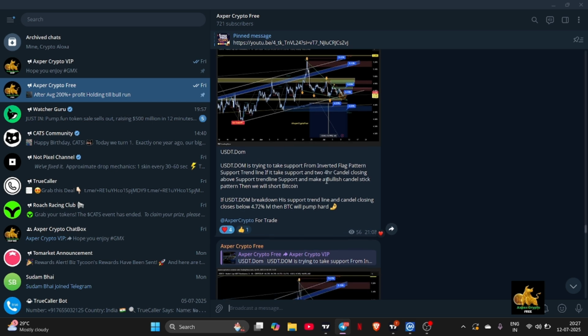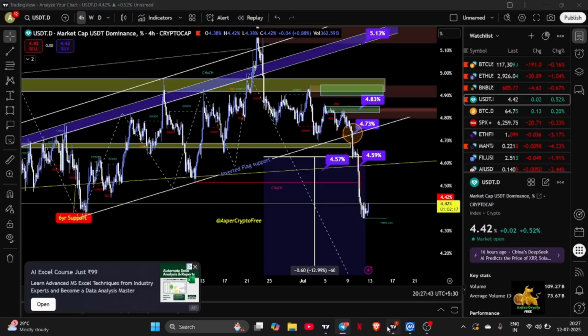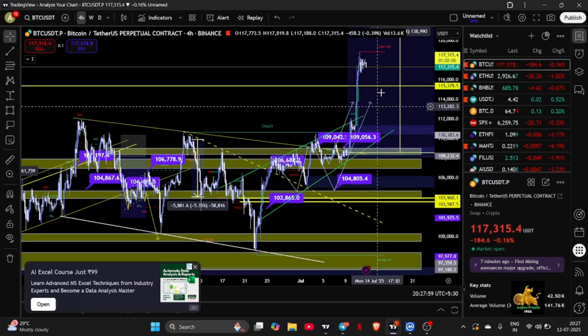$107,900 around. If USDT DOM breaks down its support trend line and a candle closes below the 4.72% level, then you can see BTC will pump hard. Here you can see after breaking down the 4.73 to 4.72% level of USDT dominance, USDT dominance dumped hard. Then you can also see Bitcoin is pumping hard after that.